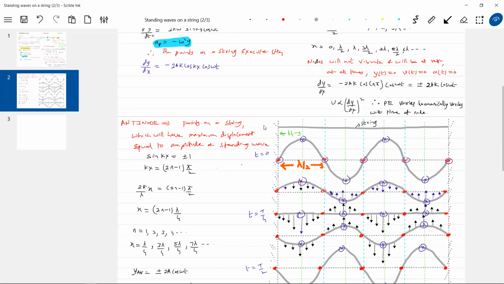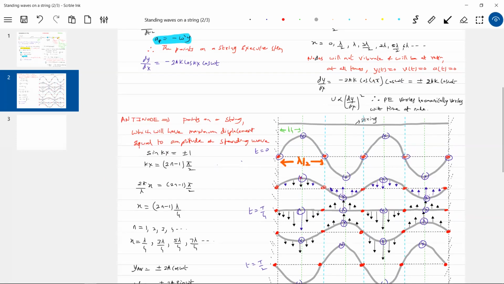This will be 3 lambda by 2, 2 lambda. For antinodes: lambda by 4, 3 lambda by 4, 5 lambda by 4, 7 lambda by 4. Like that, the positions of antinodes will be available. So in this way we will get nodes alternating with antinodes.